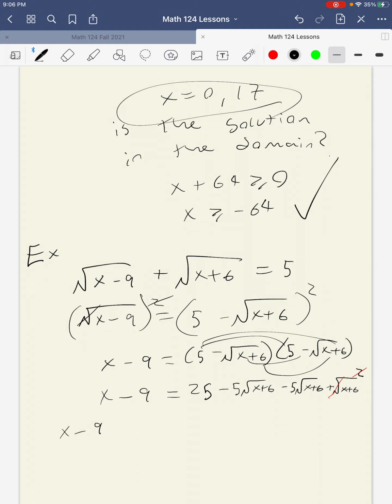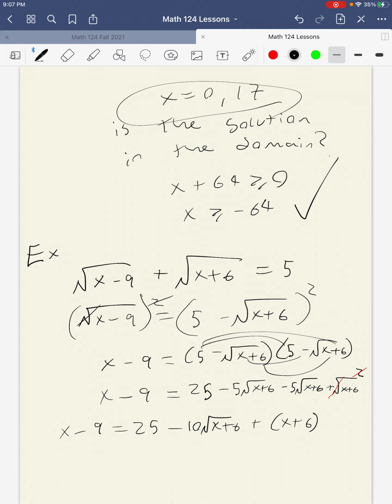Okay, so we have x minus 9 on the left-hand side. 25 minus, well, these are like terms, so we can combine them. Minus 10 root x plus 6. Okay, and then plus x plus 6. Okay, so now the equation only has one square root. So again, the fastest way to solve this is to get the square root by itself on one side of the equal sign and then just square both sides.